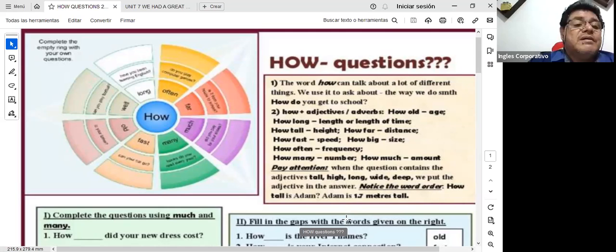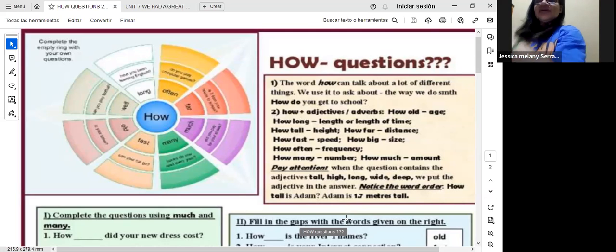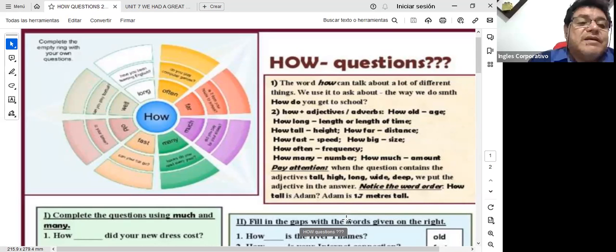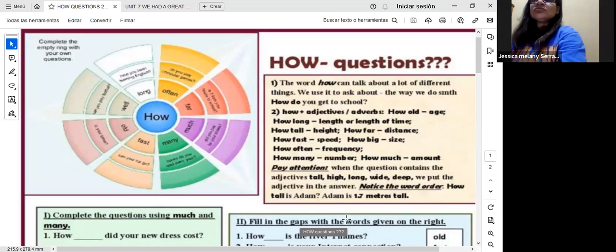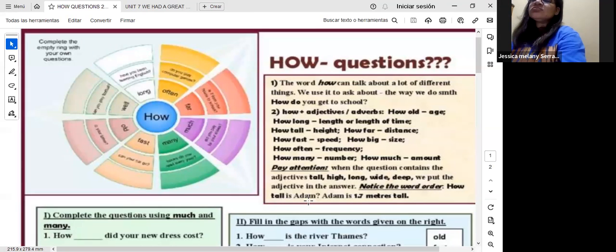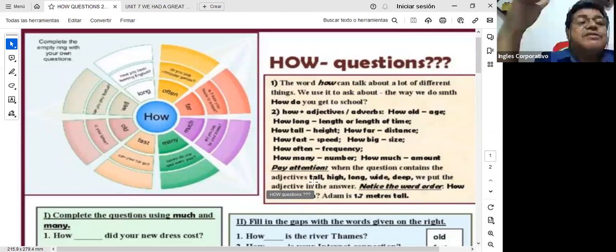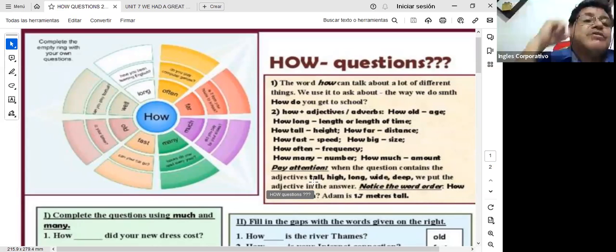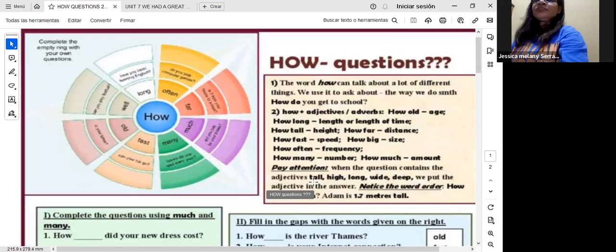Jessica, how tall are you? Fine, teacher. Fine, very fine. Okay, but the question is, how tall? Tall, high. Ana Maria, how tall are you? Well, look at the example. How tall is Adam? You say, I am 1 meter 60 tall, or I am 2 meters tall. How tall are you?